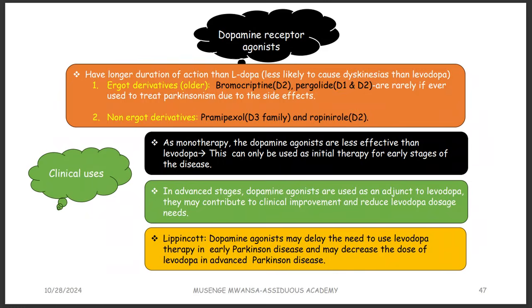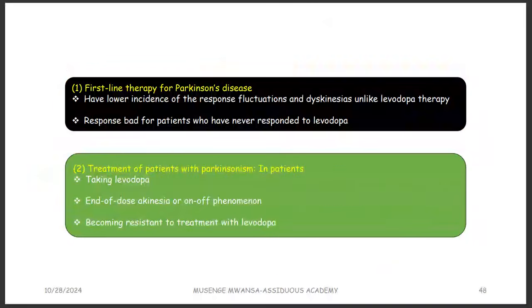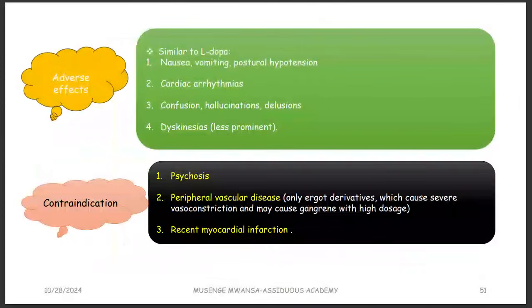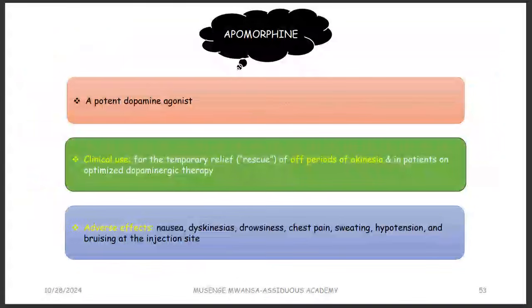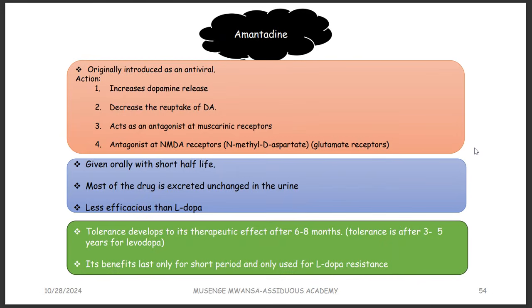Side effects, something we can know there. Dopamine receptor agonists, I think we've talked enough about these. We've basically mentioned everything. The side effects are really a lot. Apomorphine. This is an agonist of dopamine. Clinical use is for the temporary relief of off periods of akinesia in patients.